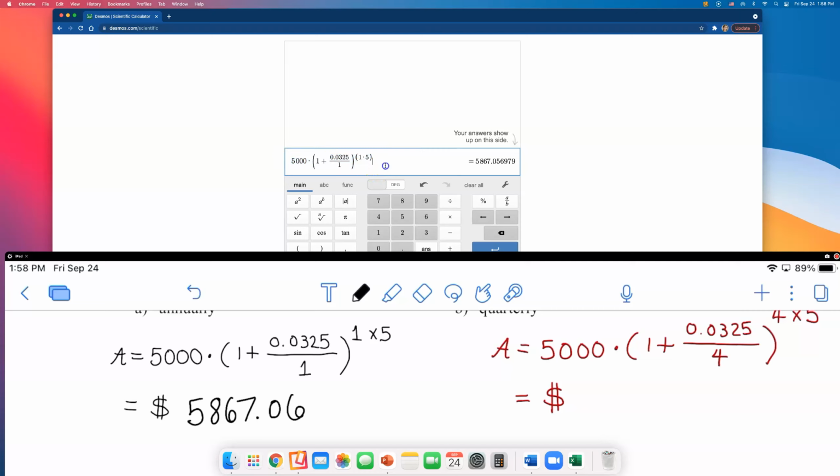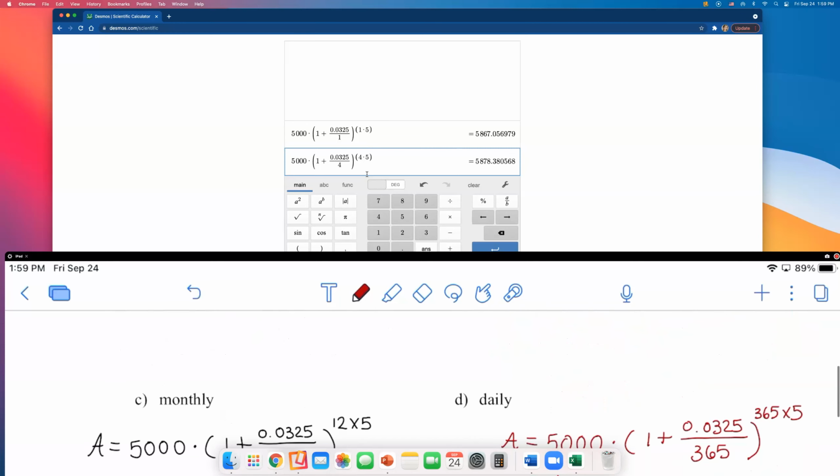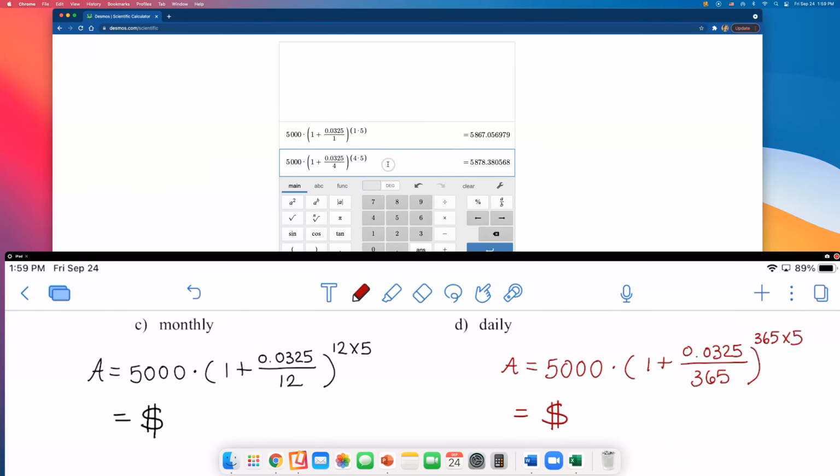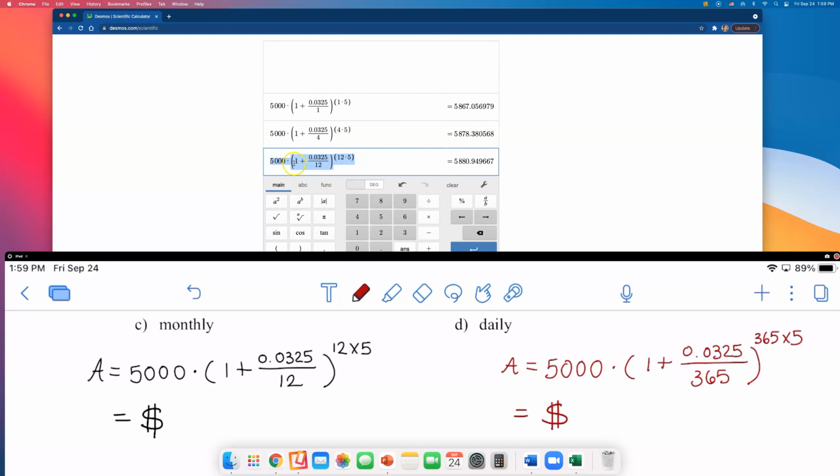I'm going to go ahead and copy this, go to the next line, and I'll change the compounding period to 4 for quarterly. Change that one to 4 there too. So it's going to be slightly more, okay? That time is going to be $5,878.38. All right, let's go find monthly this time. So I'll copy the same thing, but this time I'm dividing that APR by 12, and I say that there are 12 times 5 months for the number of compounding periods. So that will be $5,880.95. I'm just rounding to the nearest cents.